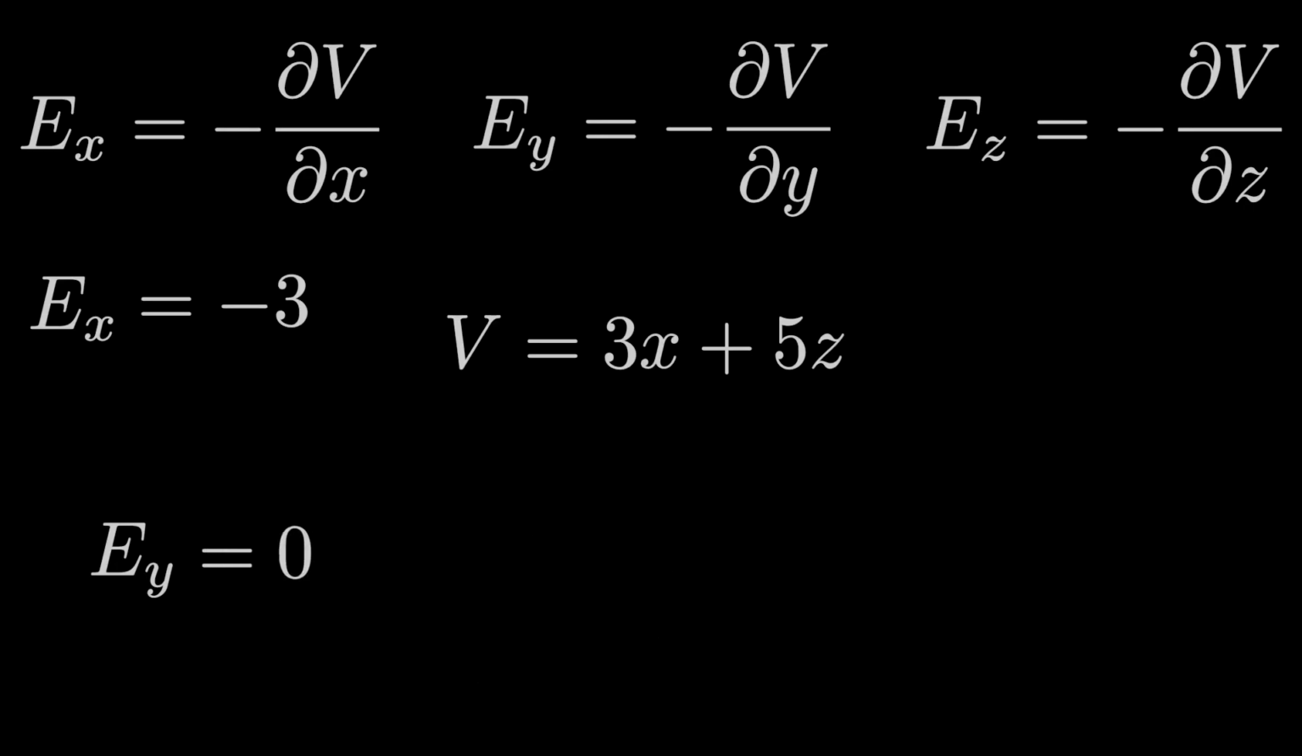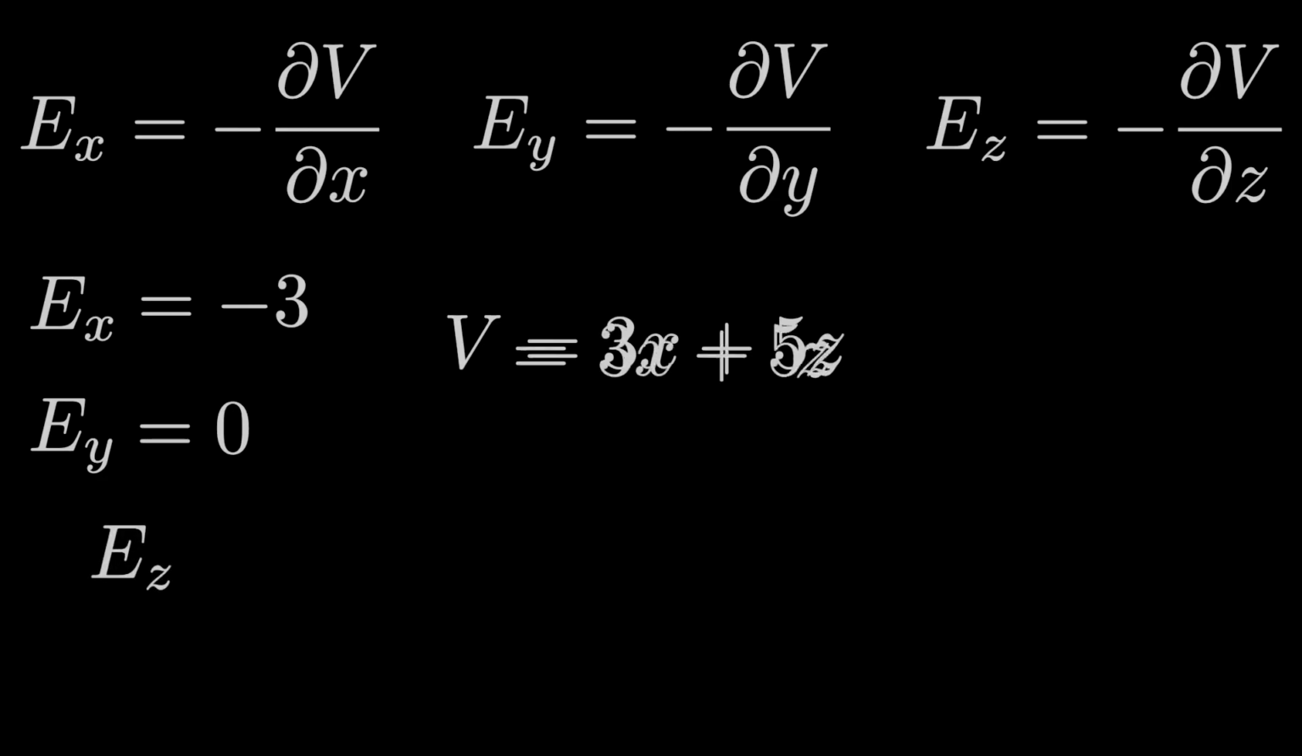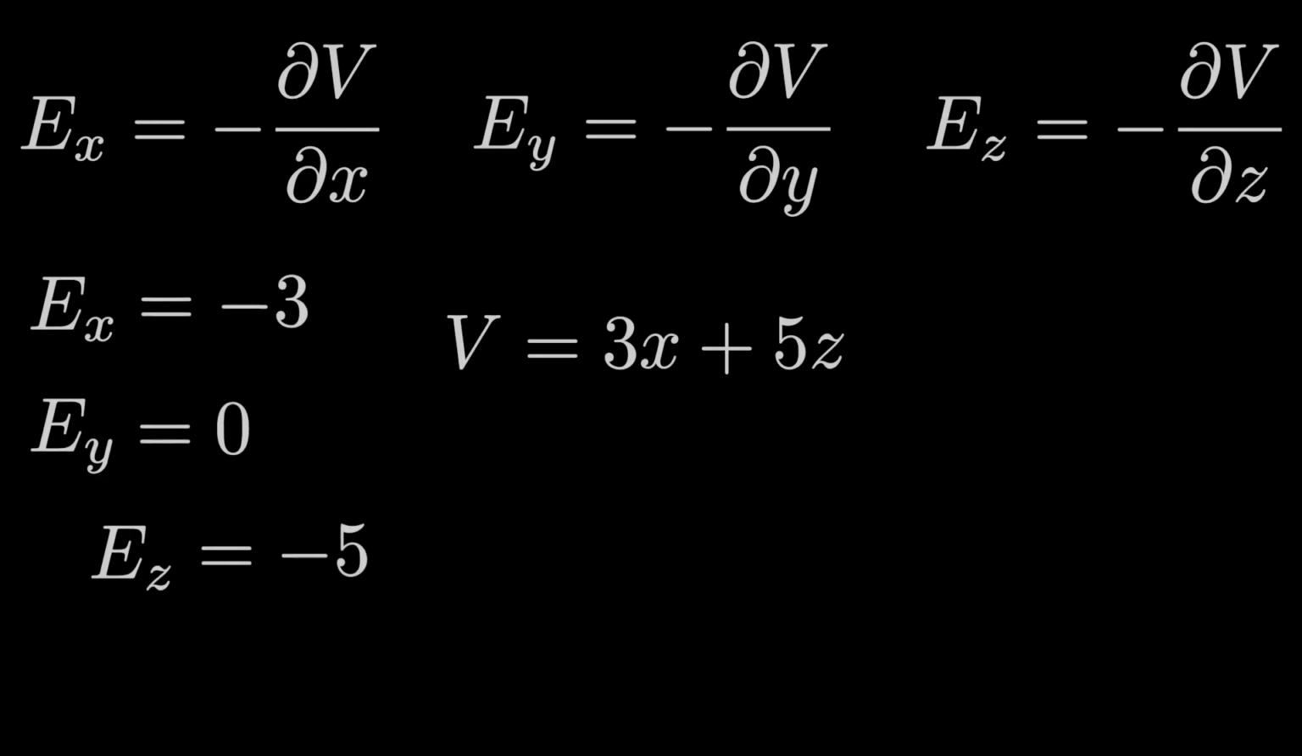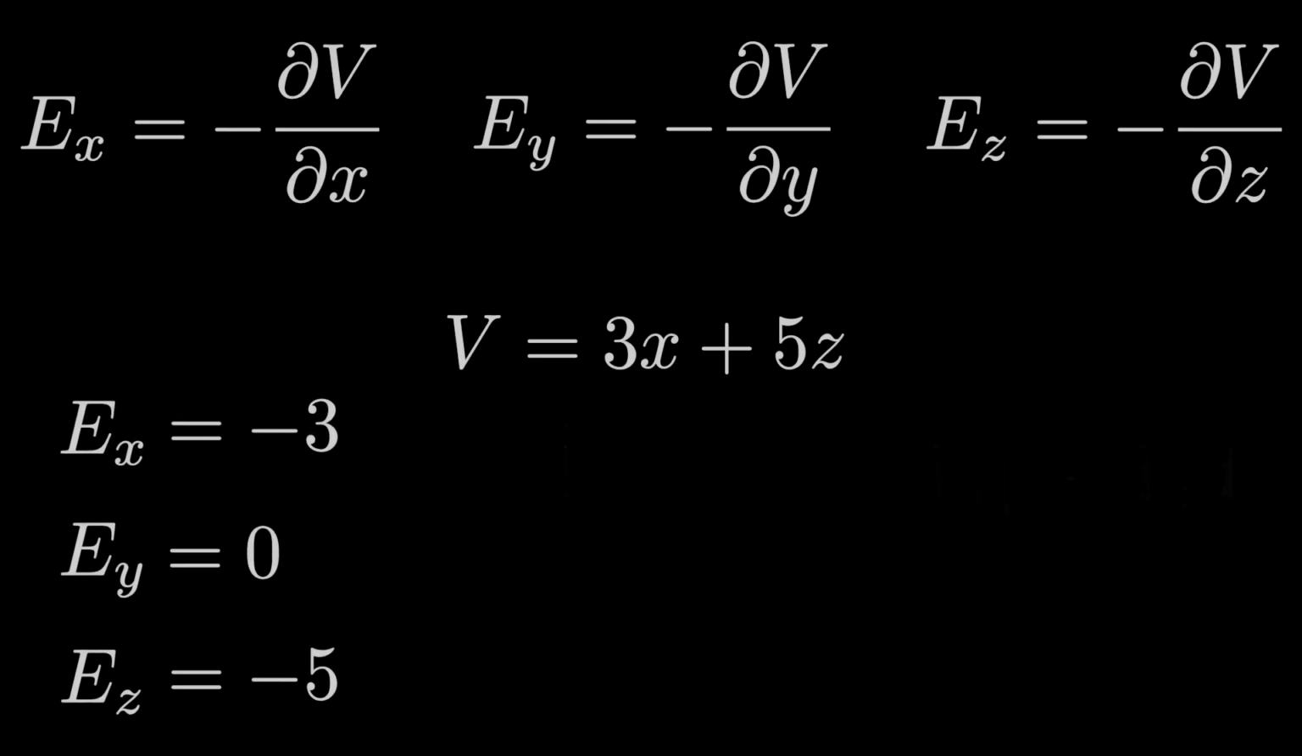Finally, if we want the electric field component in the z direction, all we have to do is evaluate the partial derivative of the expression with respect to z. Treating x and y as constants, the partial derivative comes out to -5. And from the expression for potential, we have now deduced a general expression for the electric field at any point in space.